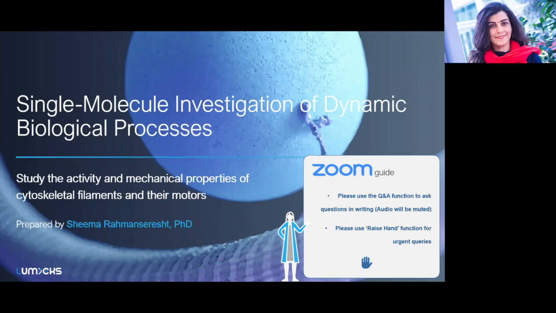Thank you, Jason, for the introduction. We are very excited to be here with you today, and we are going to talk about the technology that LUMICKS has developed to study biological processes at the single molecular level. And we are going to emphasize applications of this technology in studying cytoskeletal filaments and their motors.